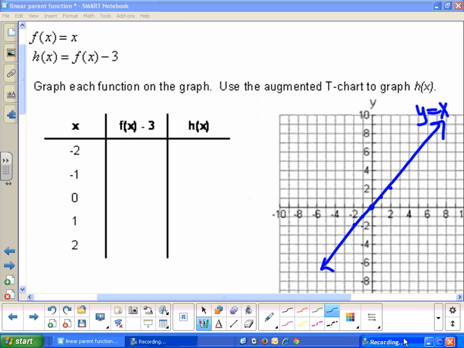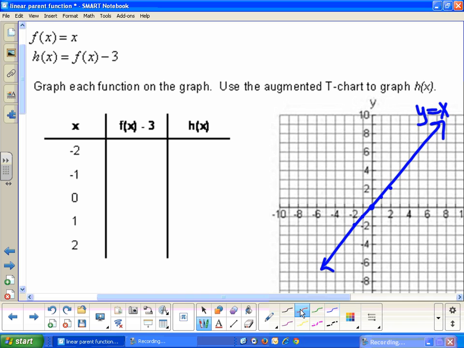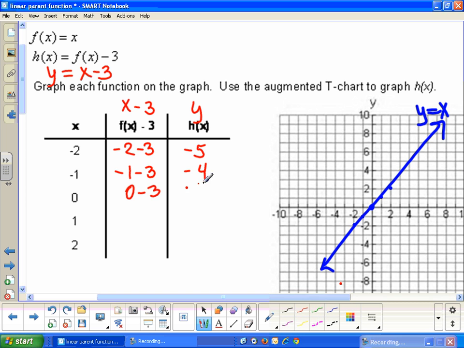So I want to start with the parent function, and then I want to compare with this one. So this one is y equals x minus 3. What I want you to be able to do is to start predicting what you think your line is going to do. Well, if adding made it go up, what do you think subtraction is going to do? I think it's going to make it go down. So what is negative 2 minus 3? Negative 5. Negative 1 minus 3. Continue. 0 minus 3. 1 minus 3.